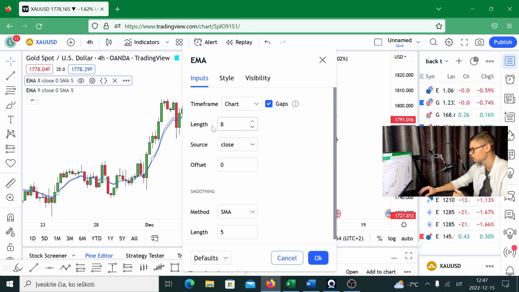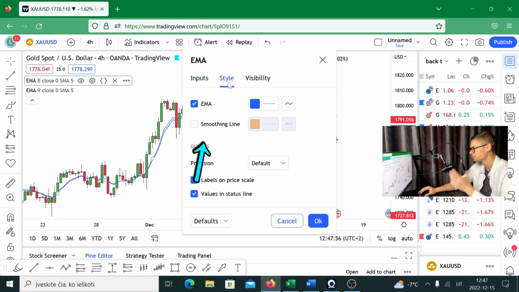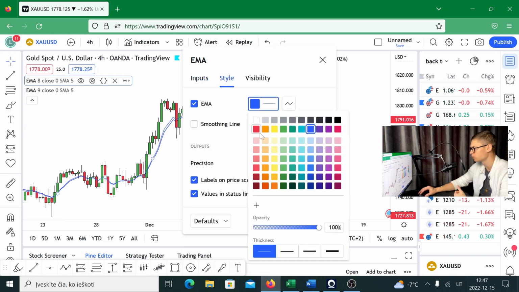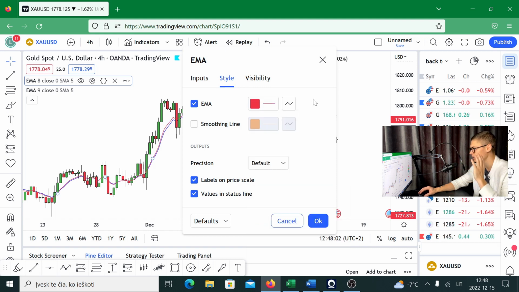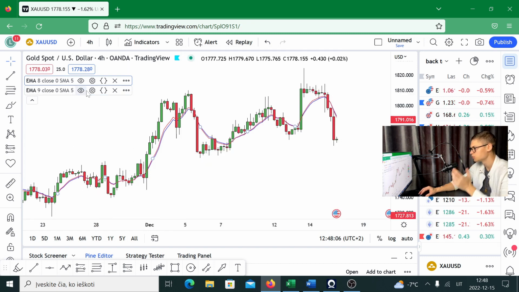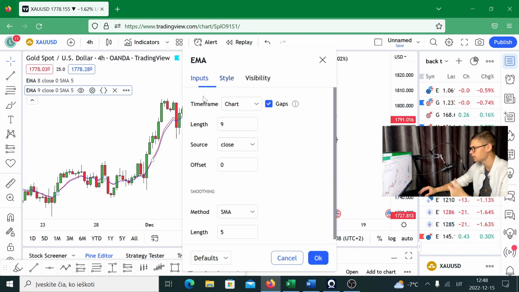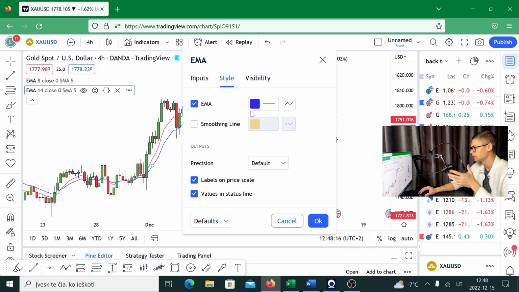I personally use length of 8, and style doesn't matter, you can use whatever you want. This will be the signal line, so I put it as a red because for me it's more comfortable. And then when you move on to settings of the second line, it has to be a little bit longer. So on length, what I do is put length of 14, and in terms of style, you can leave it as blue or whatever color you like.